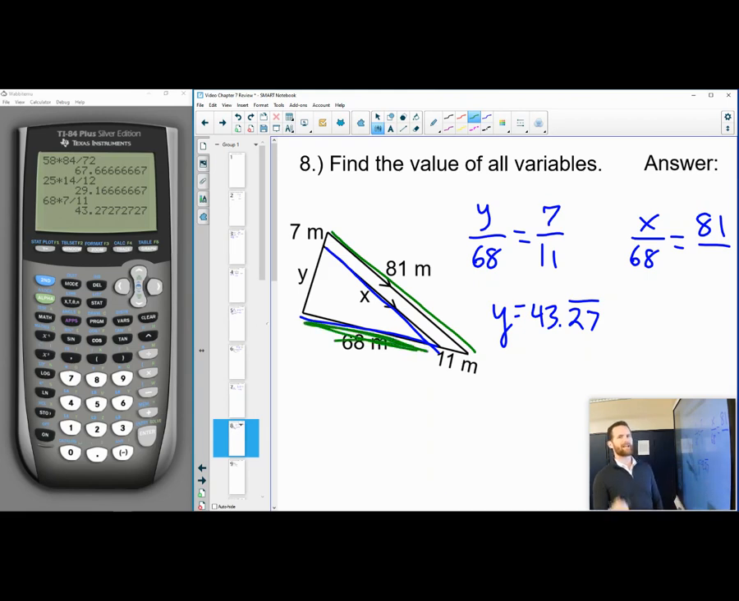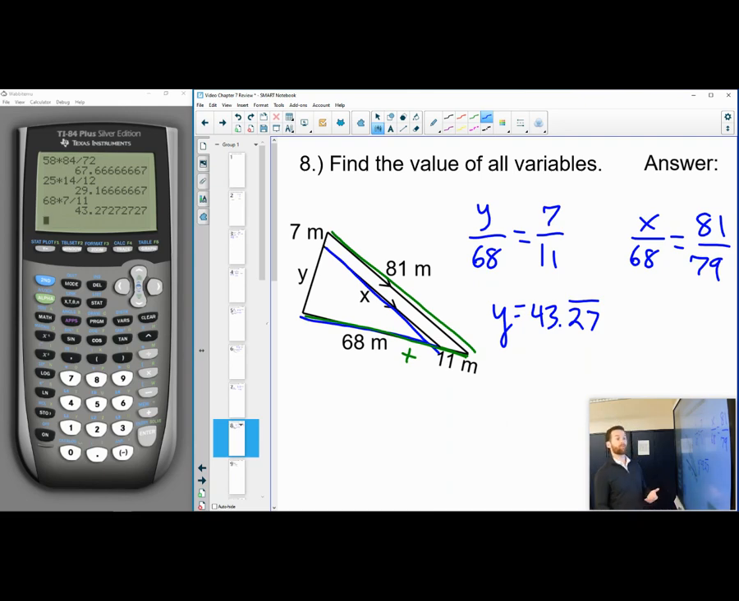You might be tempted to say 11, but that's incorrect, unfortunately, because if we go 81 to 11, that doesn't match. We'll do this in purple, I guess. That doesn't match this whole side to that whole side because 11 is not the whole side. We have to do this entire distance. So it's got to be 81 to 68 plus 11, which would be 79, if I'm doing that correctly in my head. I'm pretty sure I am.